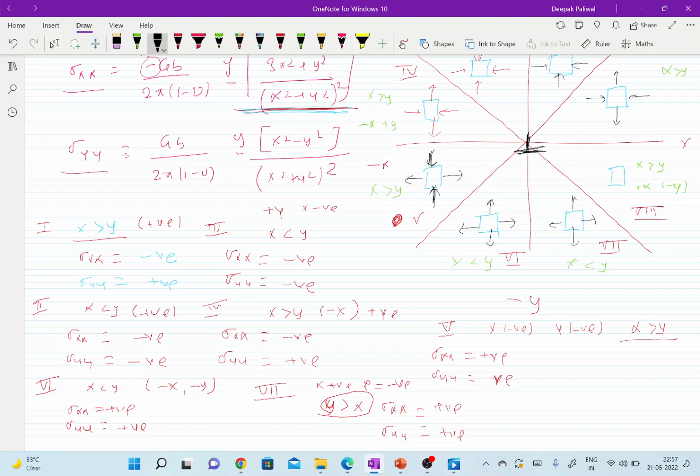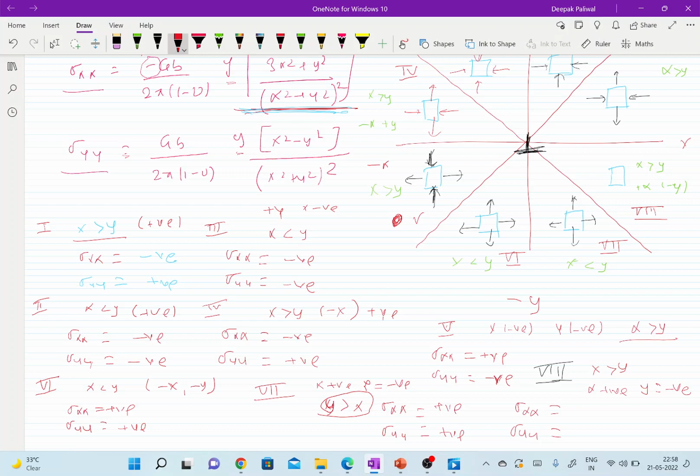But in case of the eighth position, x is greater than y, x is positive, y is negative. Okay. See, sigma xx and sigma yy.